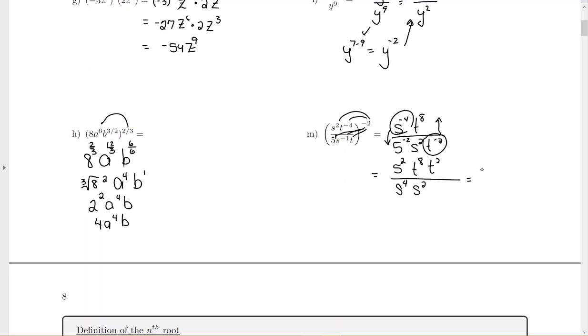So we've got 5 squared is 25. T to the 8 times t to the 2. Multiply like bases, add the exponents. And on the bottom, again, multiply like bases, add the exponents.